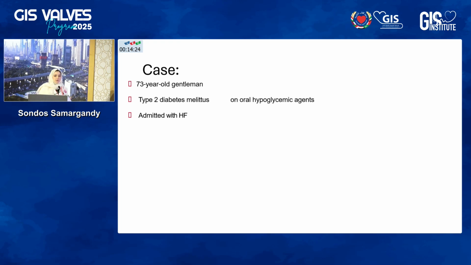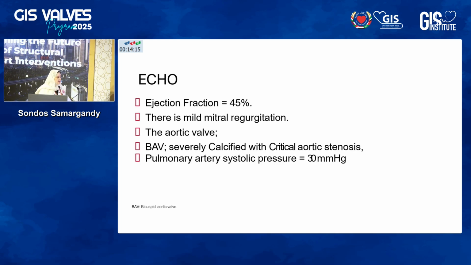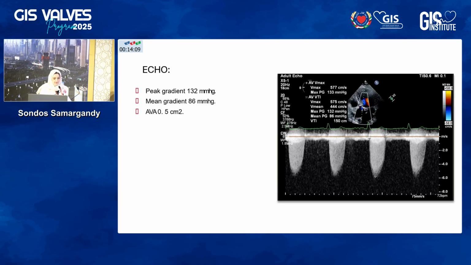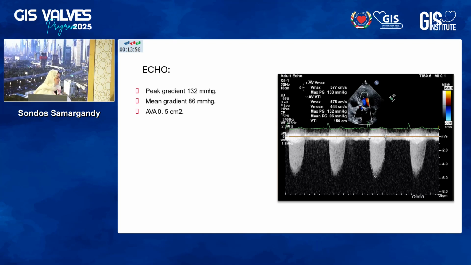So let's make it more interactive or more practical. So this is a 73 years old gentleman, history of heart failure, known case of diabetes, ejection fraction of 45, and we found that he has a severe bicuspid aortic stenosis with a PA pressure of 30. So we have some imagers with us, Dr. Anas, Dr. Jamila, Dr. Zakaria. So I would like to start with Dr. Anas. What are your thoughts about the challenges posed in bicuspid to assess the severity of aortic stenosis?